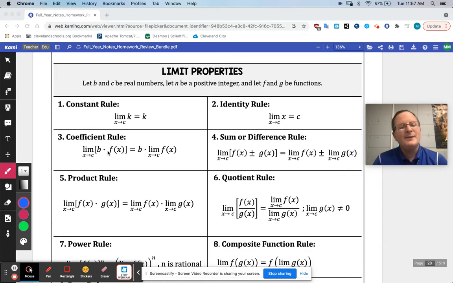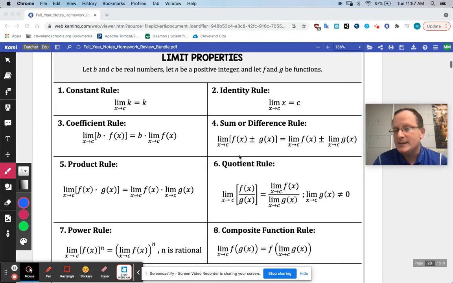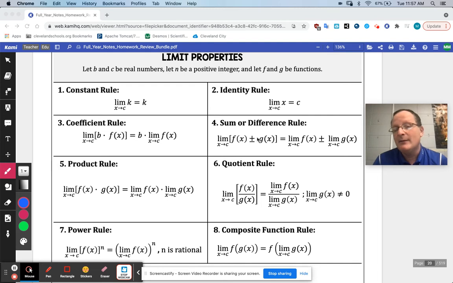And then we had this, they call it the coefficient rule. The limit of a constant multiplied by the function is the same as the constant factored out, if you will, times the limit of the function. And this one is sum and difference. The limit of a sum is the sum of the limits. So you can just do them in any order you like.